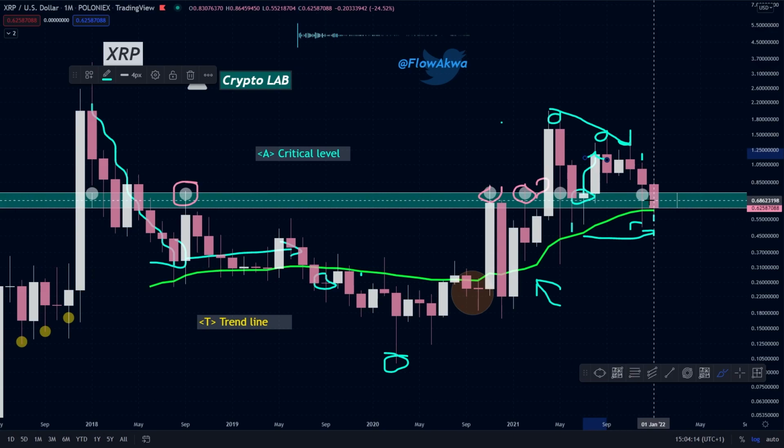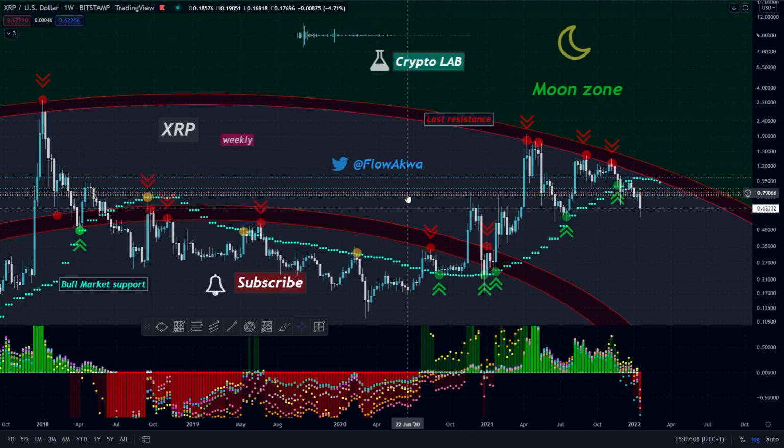And ideally, I want to see XRP having a bounce and closing above the critical level. This would be a very strong sign that the bulls are defending this zone and that they want XRP to go up from here. What about this chart?